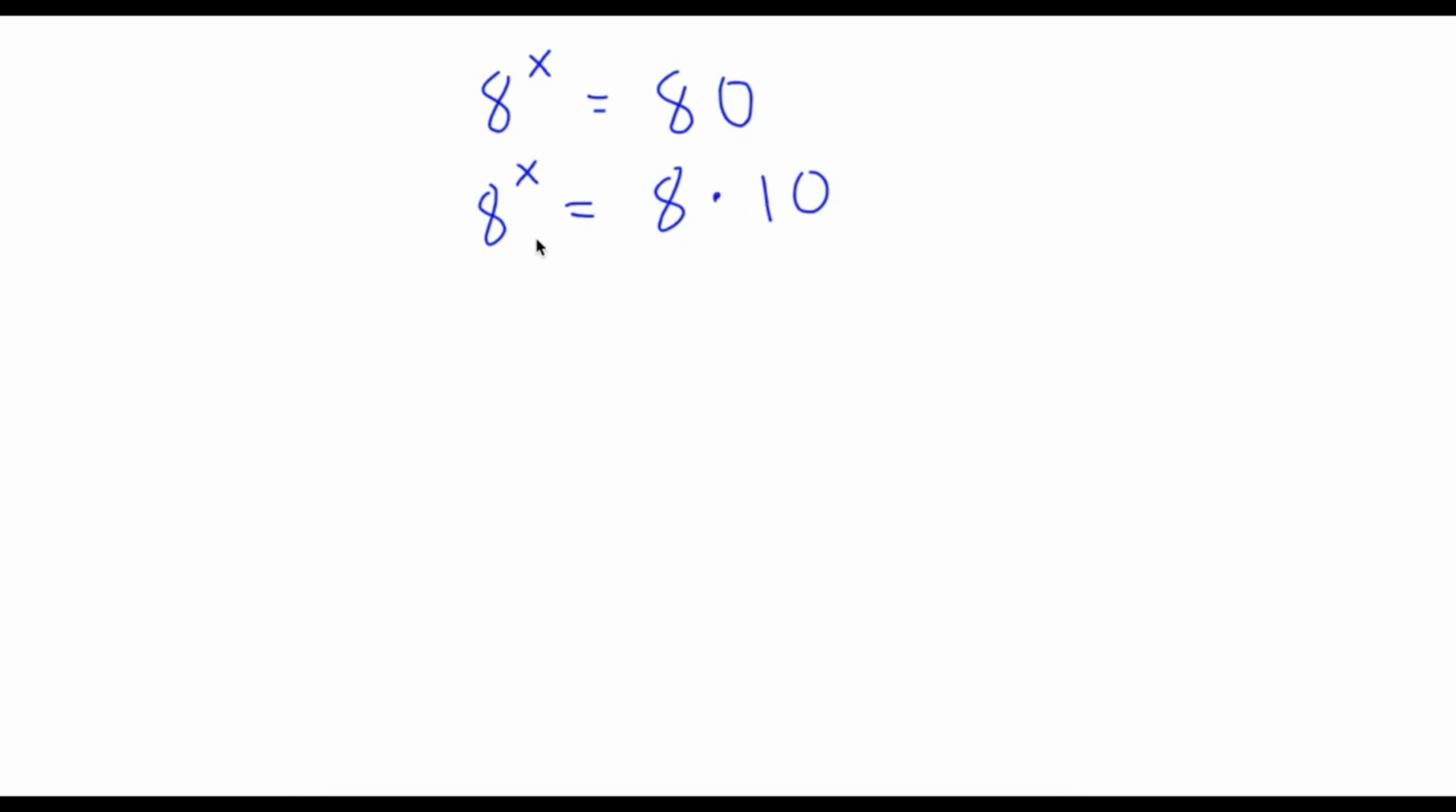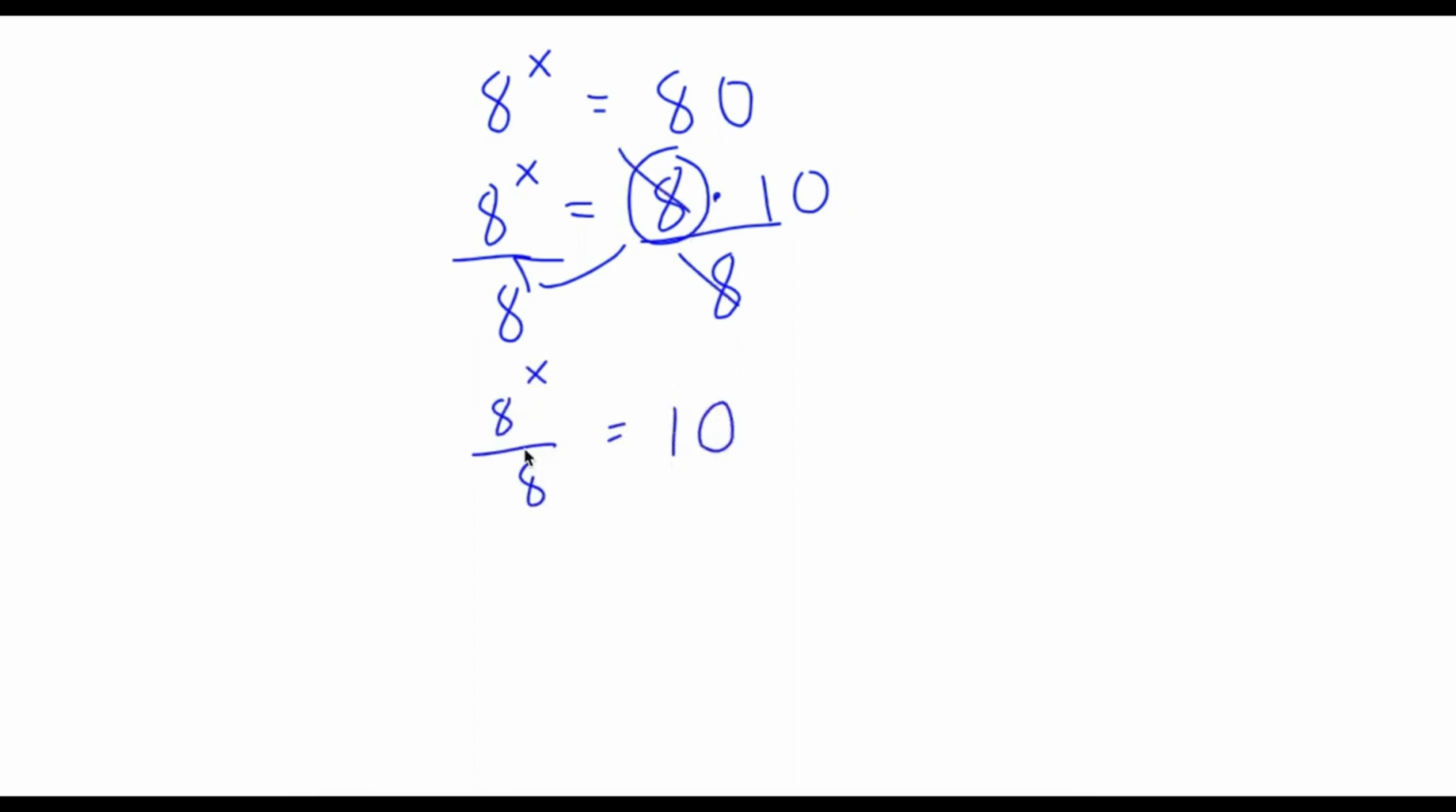Now notice how we have two 8s on both sides. And what I want to do is I want to move this 8 to our left-hand side. And the only way to do that is to divide both sides by 8. So if I divide both sides by 8, I get 8 to the power of x divided by 8 is equal to, these two cancel out, so I'm simply left with 10.